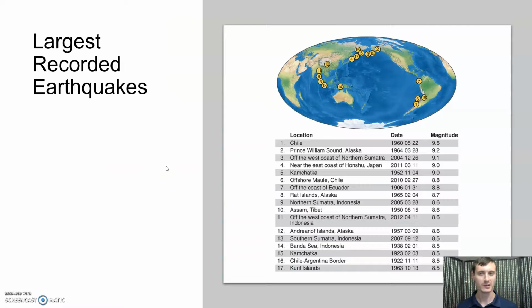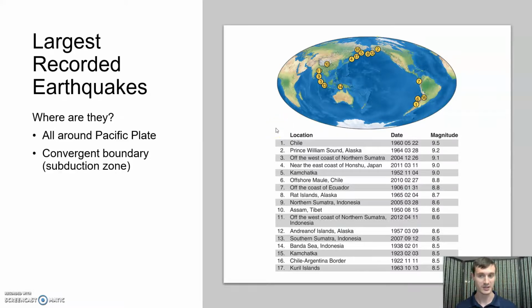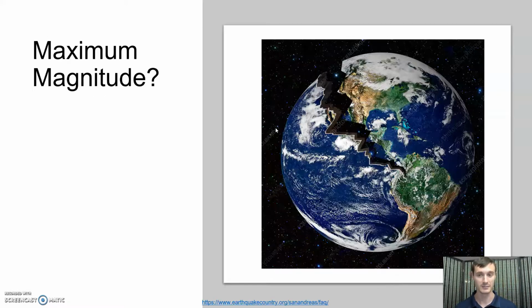I want to talk a little too about the largest recorded earthquakes. So here we have them plotted on the map. The pattern should look familiar. This is everything which is rimming the Pacific Ocean here. Where are they? All around the Pacific. These are also going to be the site of subduction. These are going to be at convergent plate boundaries.